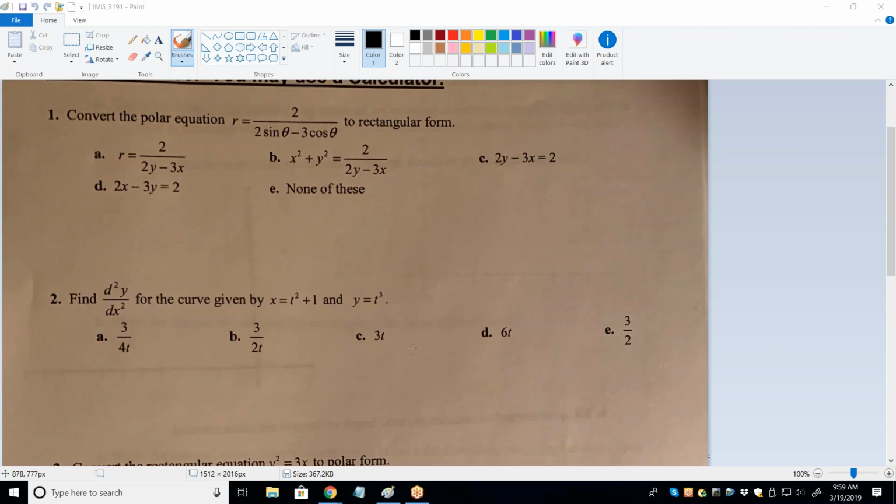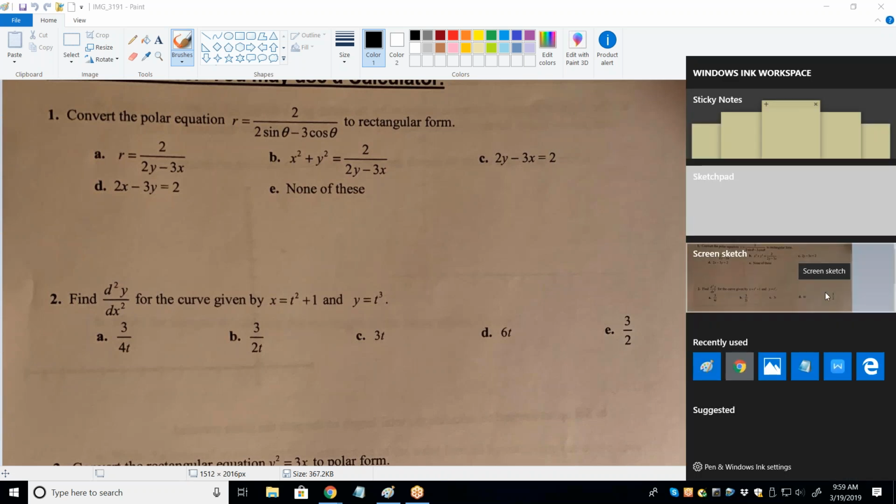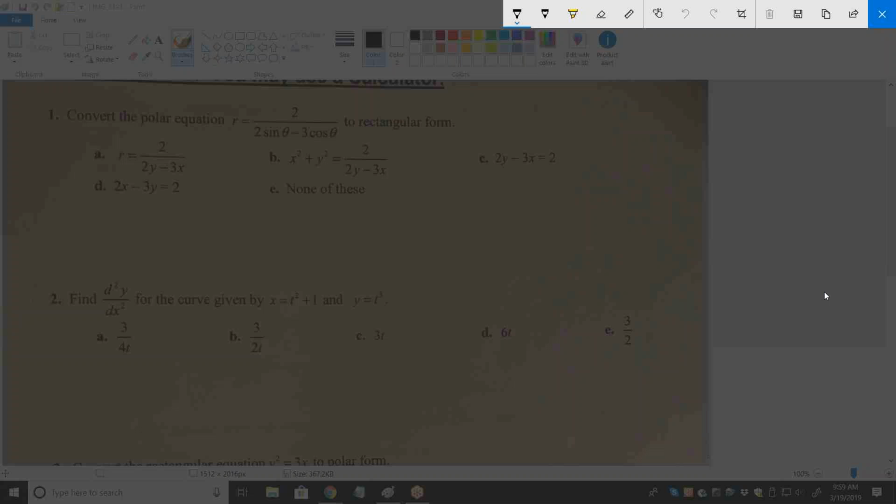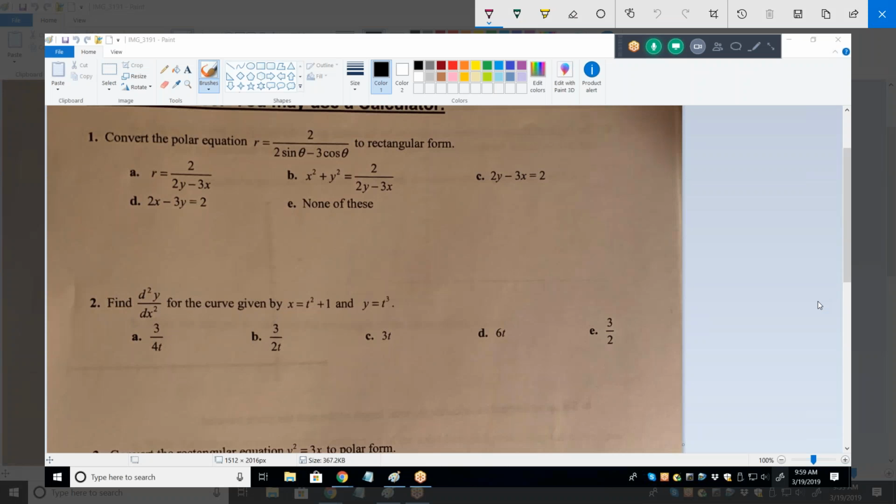I finally figured out how to open these pictures in Paint, and now I can do anything I need to them. I can zoom, I can rotate. So there are 4 extremely important equations you need to remember when you're dealing with polar.